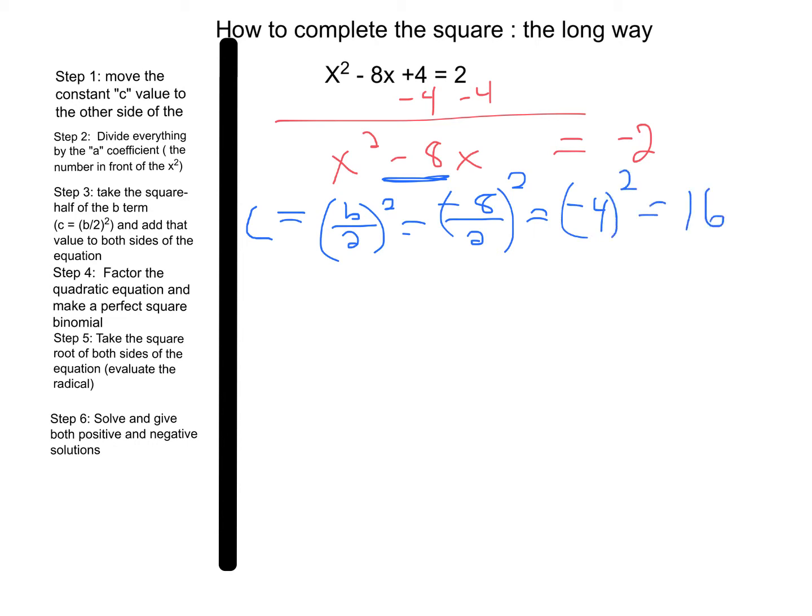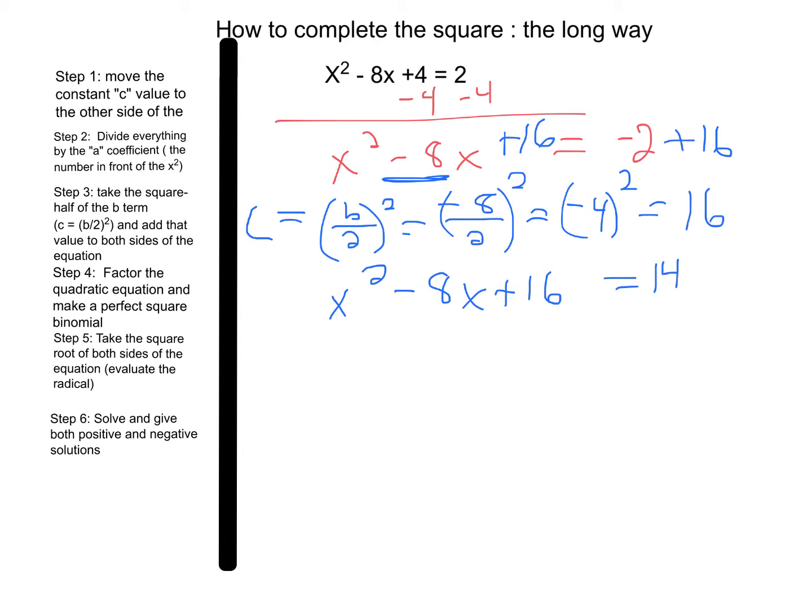So what we're going to do is put 16 in here, but remember, to keep the equation in balance, I also have to add 16 to the other side. Okay? So my new equation is x squared minus 8x plus 16 is equal to 14.